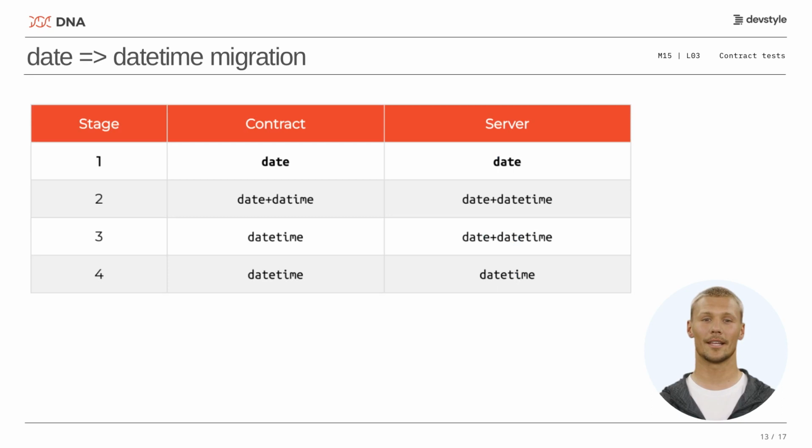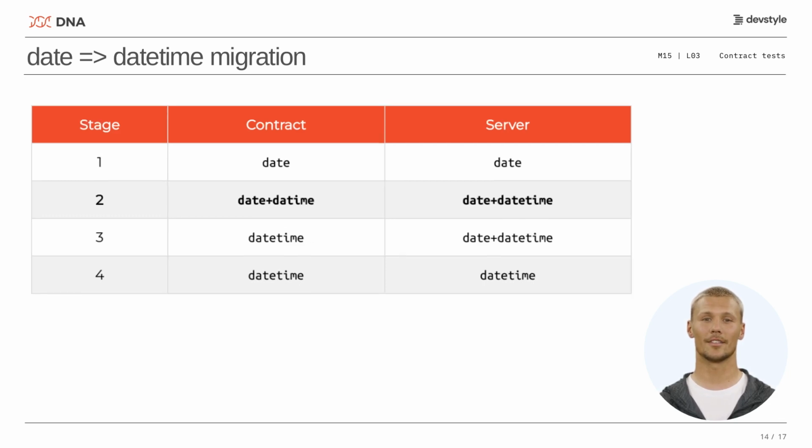Let's see what it looks like in the case of migration from the date field to the datetime field, as we know it. We do it in several stages. At the first stage, which is the initial state, we have a date field both in the contract and on the server side. We tell everyone that we will be migrating to the datetime field.